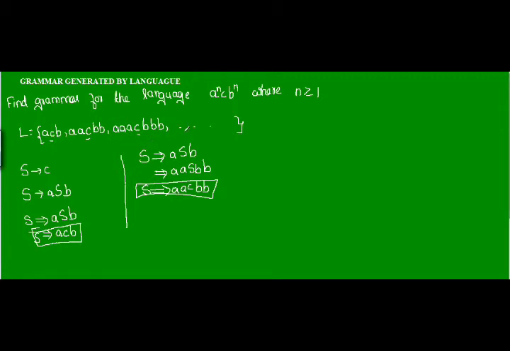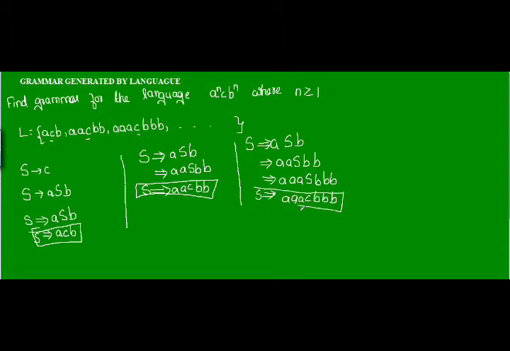Suppose I want to find for this, A S B. Instead of S, I am going to substitute A S B again. Again instead of this S, I am going to substitute A S B. Instead of this S, I am going to substitute c, so that I will be getting this. So now I got a cube c b cube. Through this I can find a power 4. If I substitute one more time, I will be getting a power 4 c b power 4 and so on. These two productions are suitable for this language.